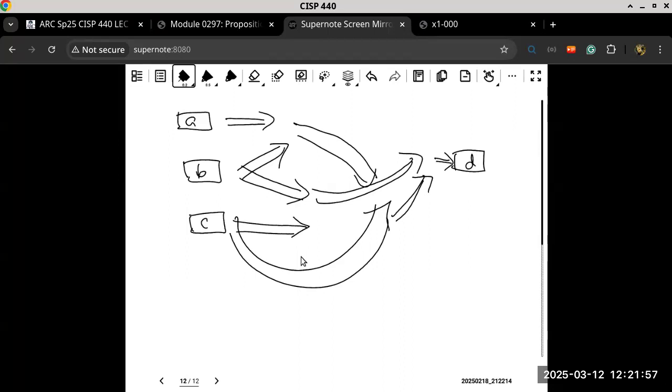As long as whatever you're concerned about is implied by A, B, and C. If it can be implied. That's the focus of the class.